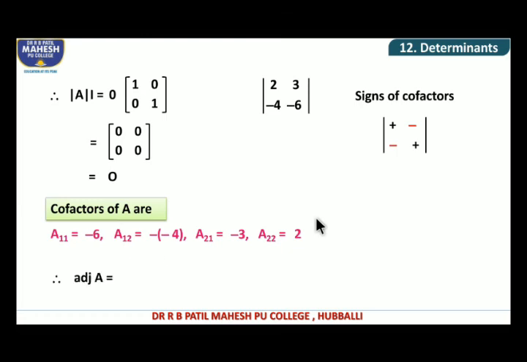Therefore the adjoint of A is, again, a matrix, not a determinant. We write the cofactors, minus 6, 4, minus 3, and take the whole transpose, because it is the cofactor matrix, and the transpose of the cofactor matrix is equal to the adjoint of A. The first row becomes the first column and the second row becomes the second column. Therefore minus 6, minus 3, 4, 2 is the matrix. So this is equal to the adjoint of A.